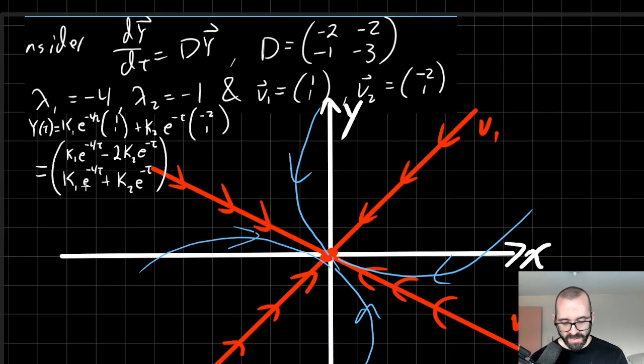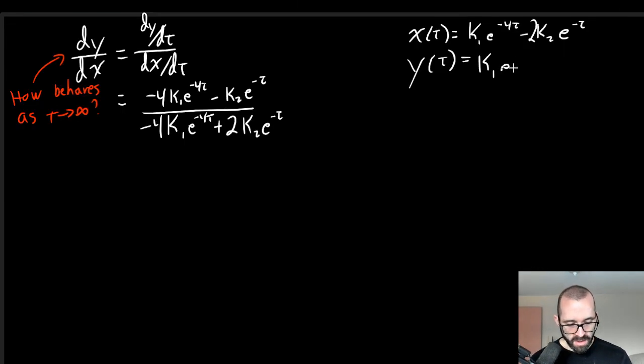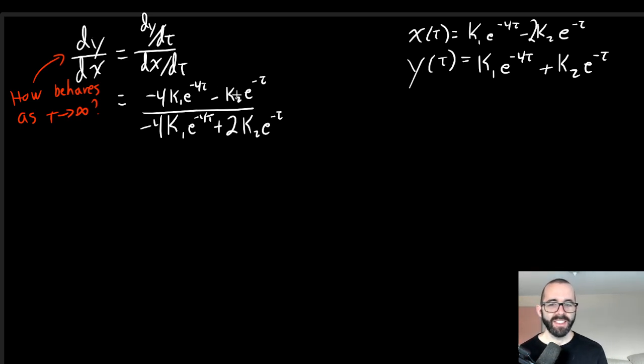All right, what was y? That was the bottom one. They were both positive. And the derivative of y should correctly be this. And it is, great. How does this behave as t goes to infinity?